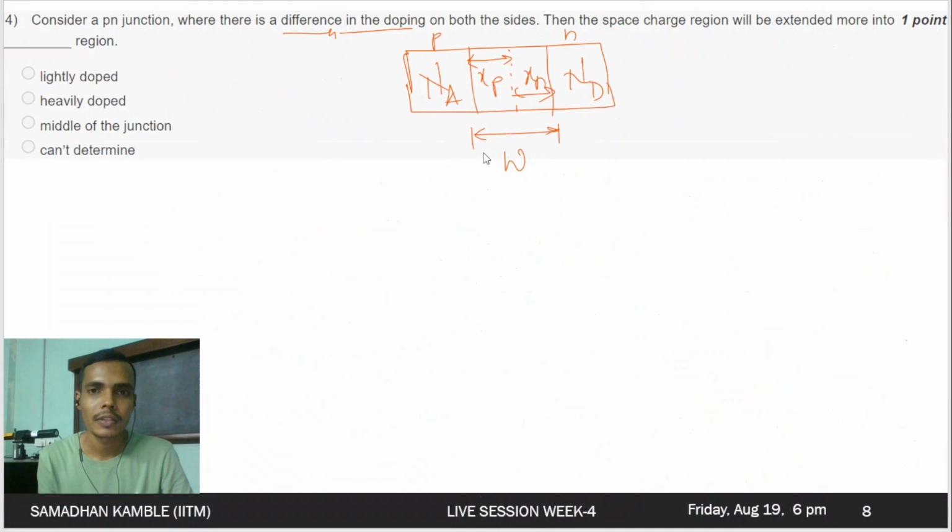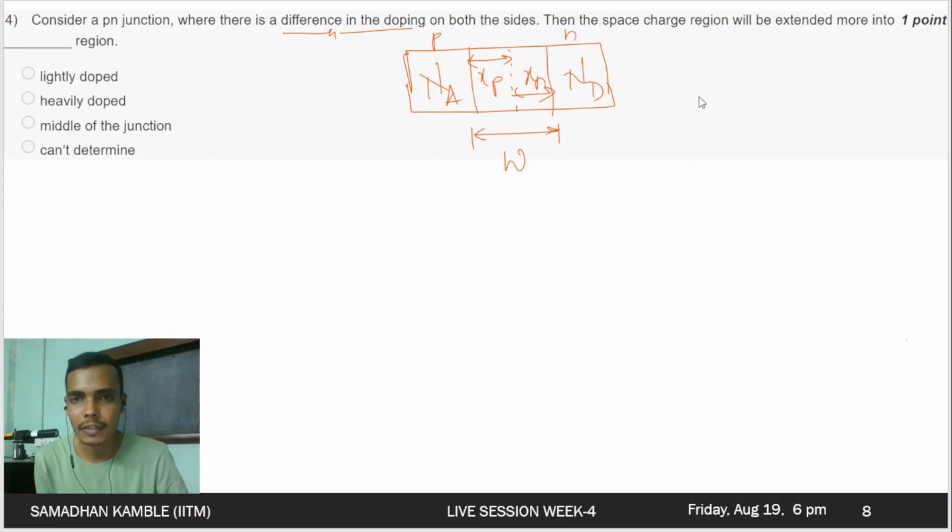So the question is, which of these widths will be higher considering the difference in the doping? Okay, so this is x equal to 0, and this is for minus xp and plus xn.